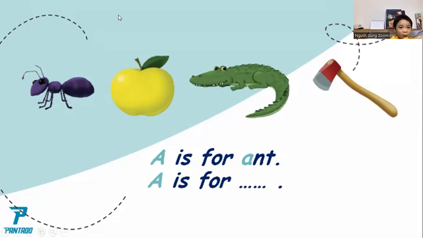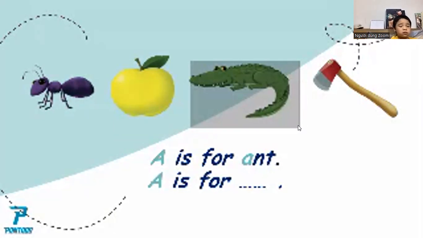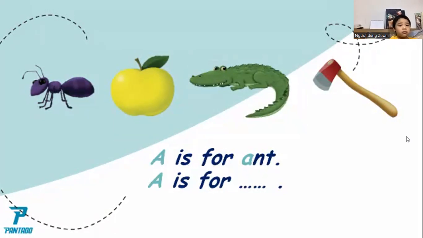Yes, okay. So this time you say A for ant. A for ant. Okay, what about this one? A for? A for ant. What about this? This one? A for apple. Very good, that is correct. Okay, how about this? A for? A for alligator. Great job. Wow, what about this last picture? A for? What is this? Do you know the name of this picture? Okay, you say A for axe. A for axe. Great job.